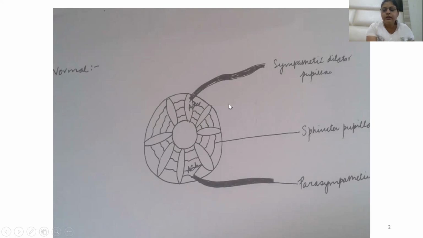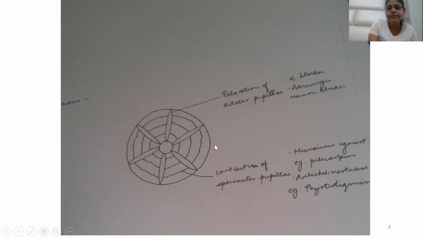Now I'm going to discuss with you the normal structure of the eye. This is a normal pupil, and this is the sphincter pupillae muscle. This is the dilator pupillae muscle. Alpha-1 receptors are present on the dilator pupillae muscles, which are radial muscles, and M3 receptors are present on the sphincter pupillae muscles, which are circular muscles.